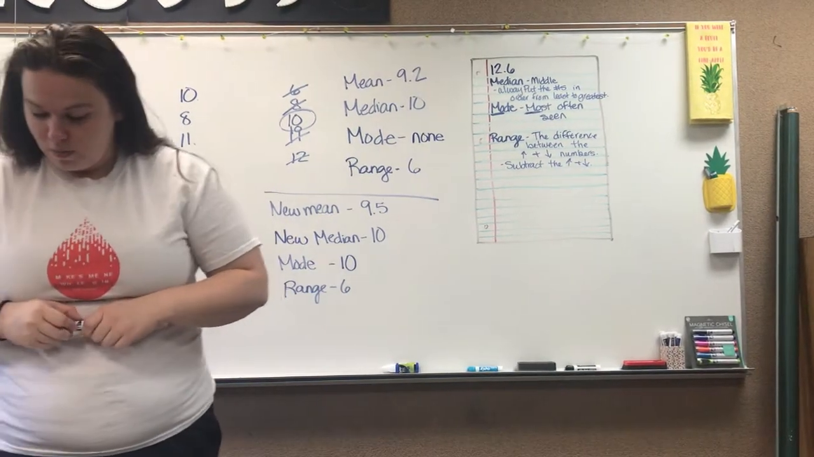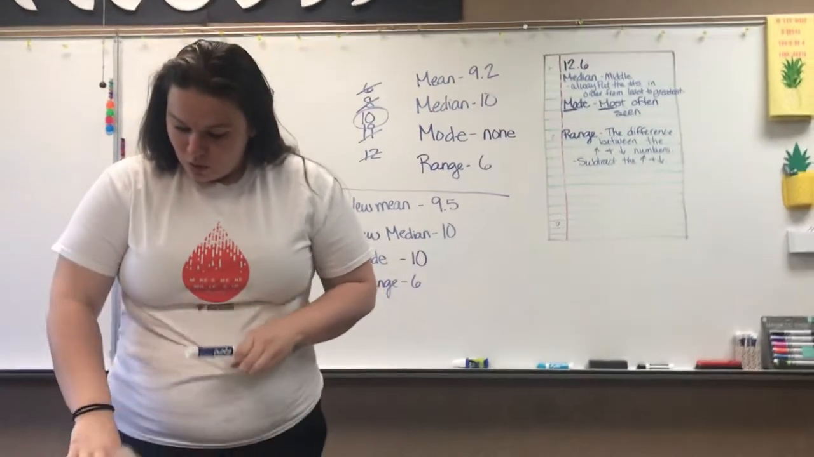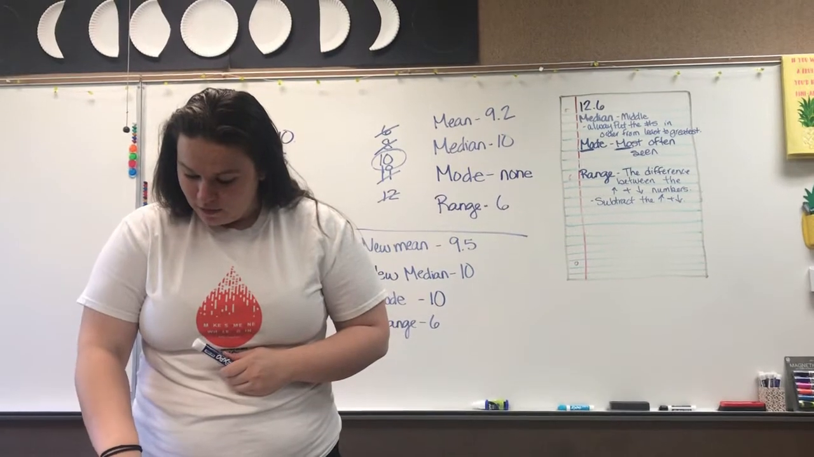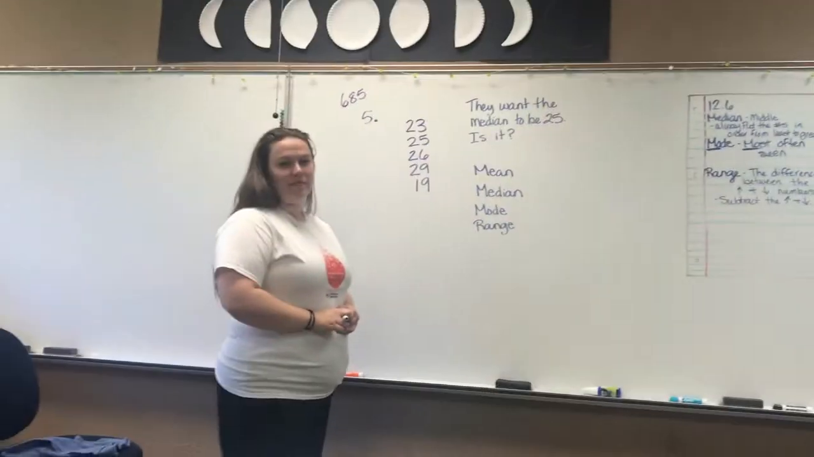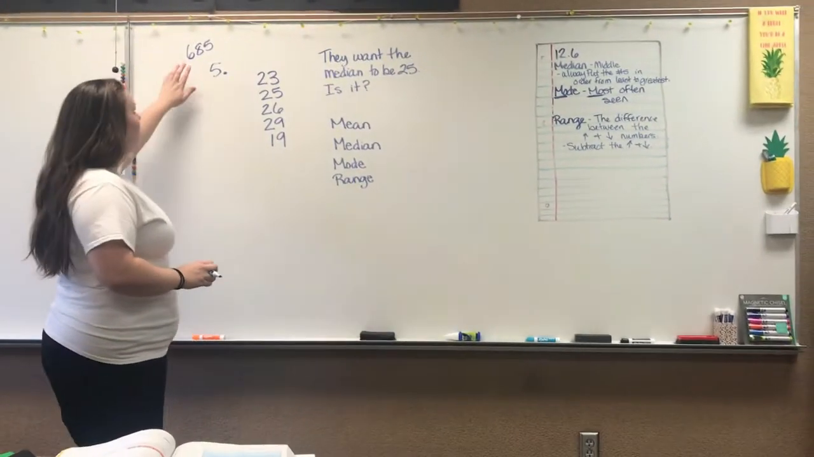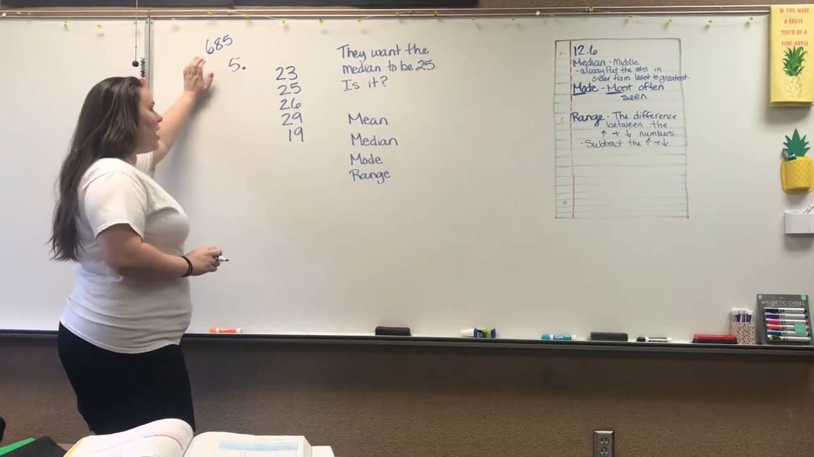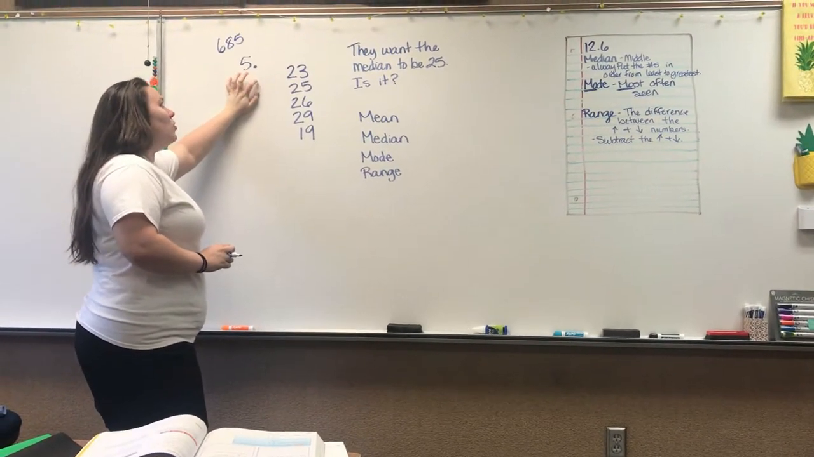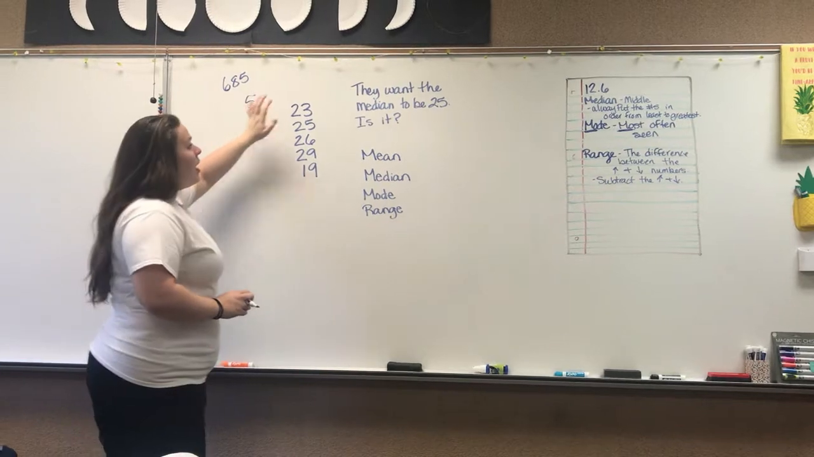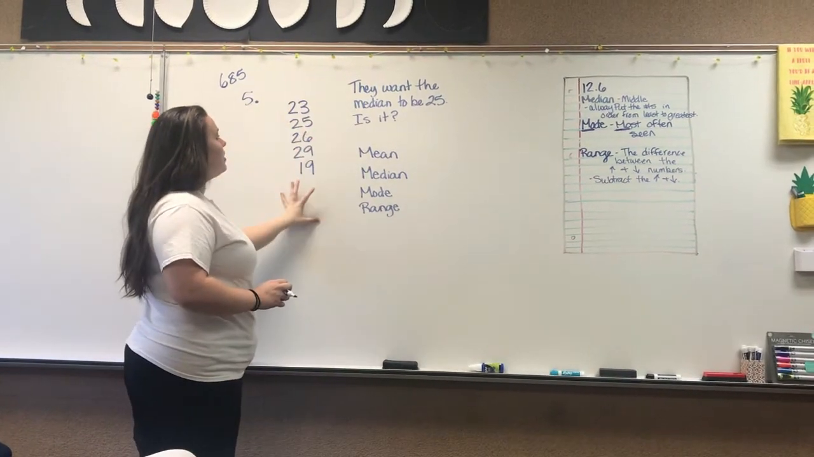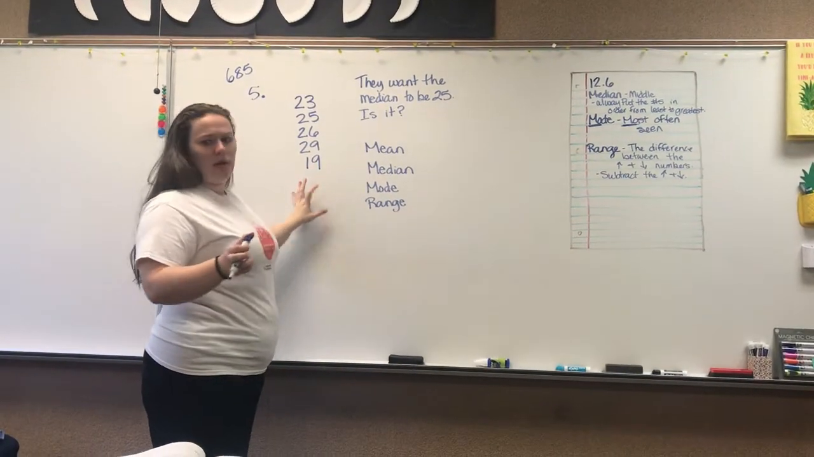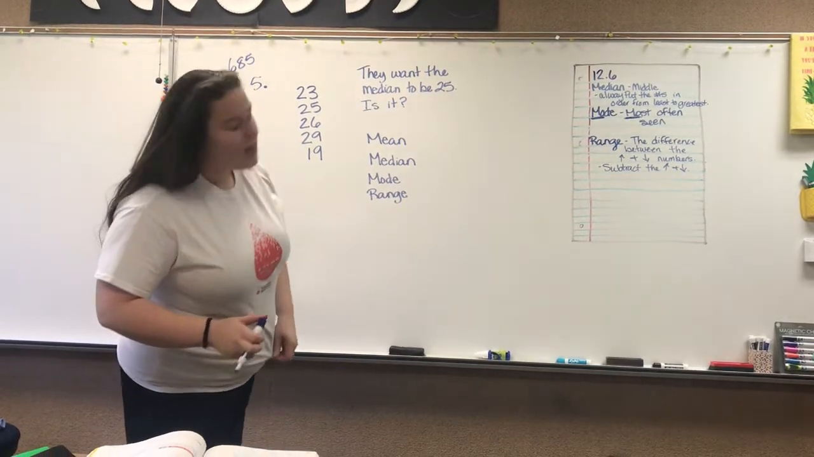That is in your book. Questions 2, 3, and 4. Okay, we're still on page 685. We're now just on question number 5. And they gave us a list of these numbers. It's like miles per gallon or something like that.